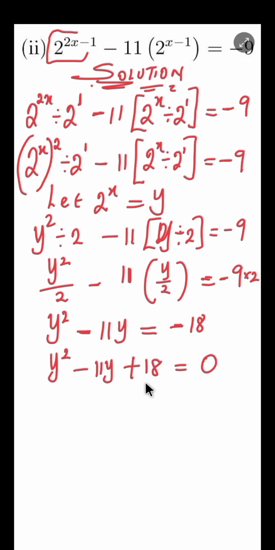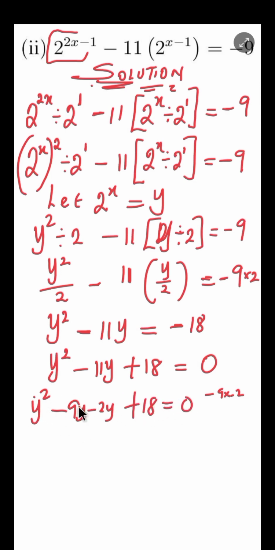The product of 18 is 9 times 2. I can also have minus 9 times minus 2. If I add this together, I will surely have minus 11y. So let me use this expression here. That will be y squared minus 9y minus 2y, then plus 18 equals 0.